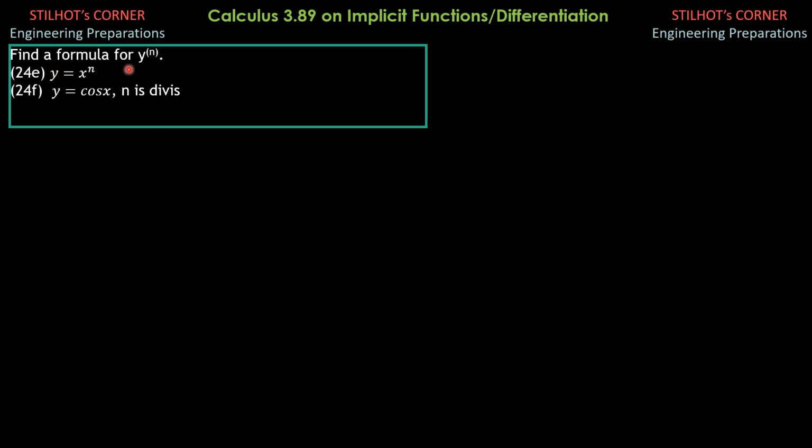Find a formula for the nth derivative of y with respect to x. So all these functions are in terms of x. First, 24e, y equals x to the n. So we have y prime equals n x to the n minus 1 by power formula. Then y double prime is n times quantity n minus 1 x to the n minus 2.